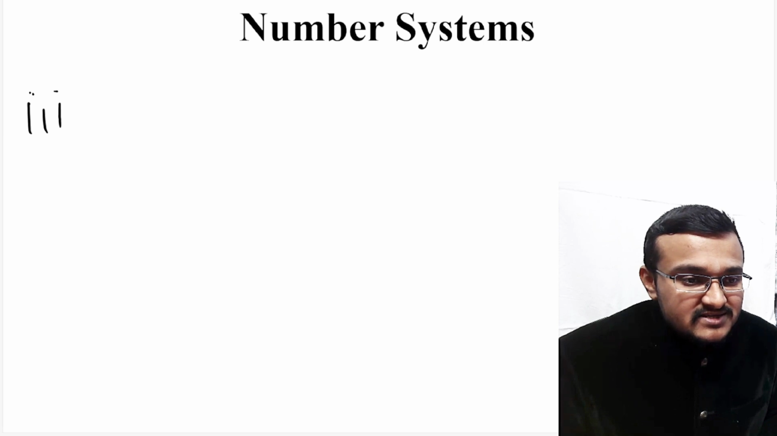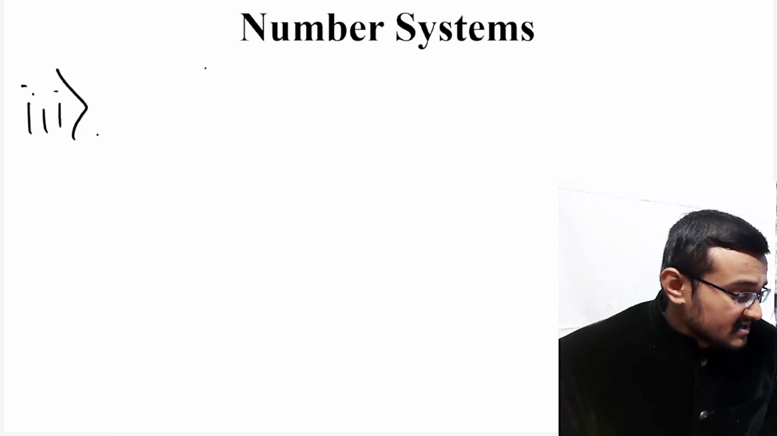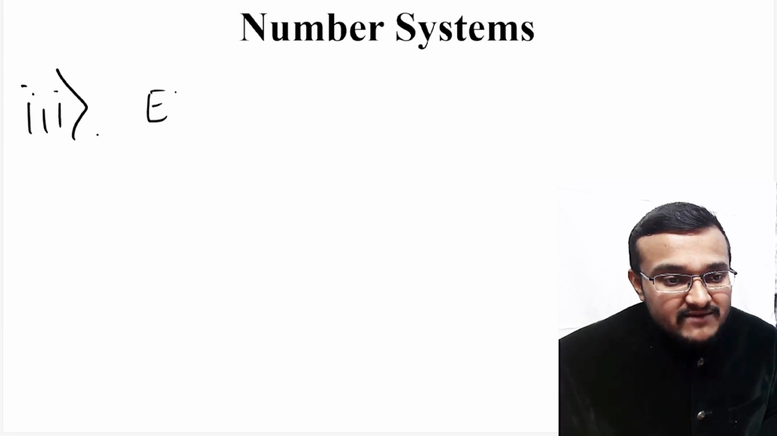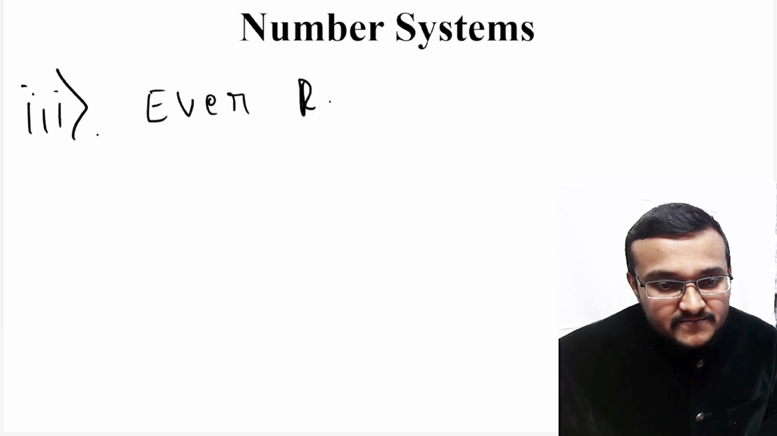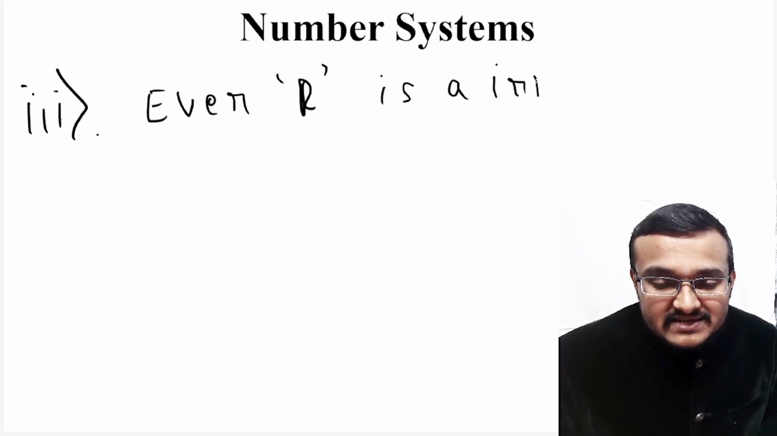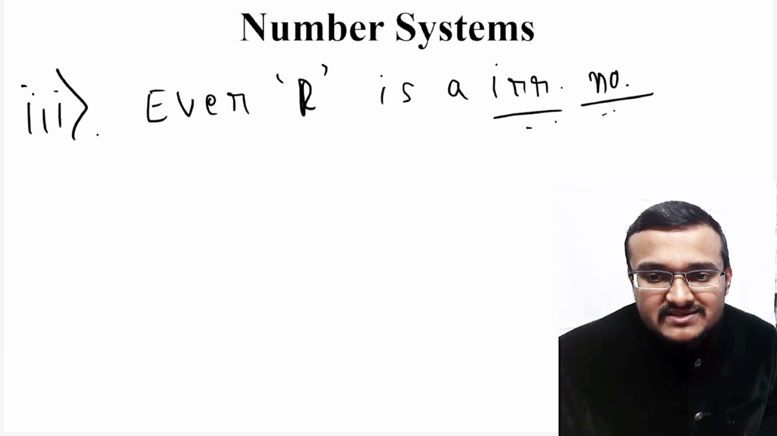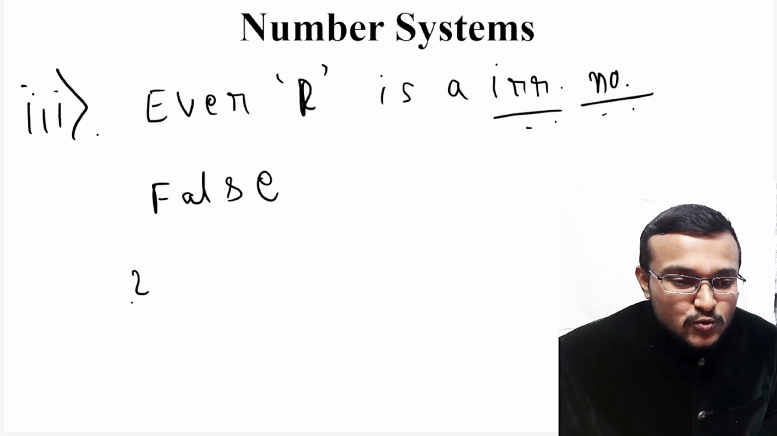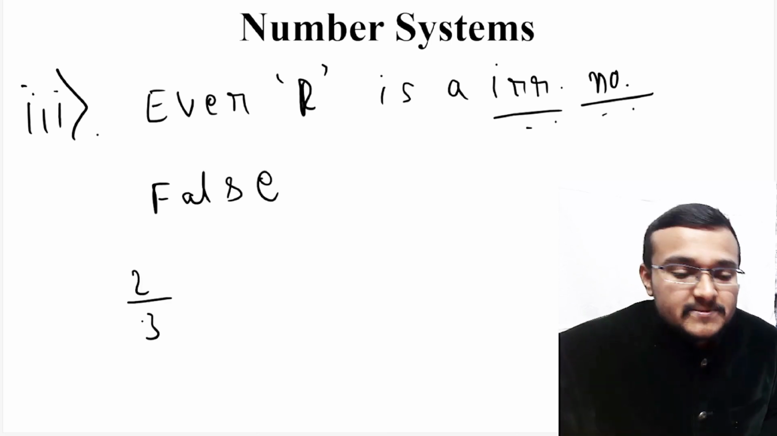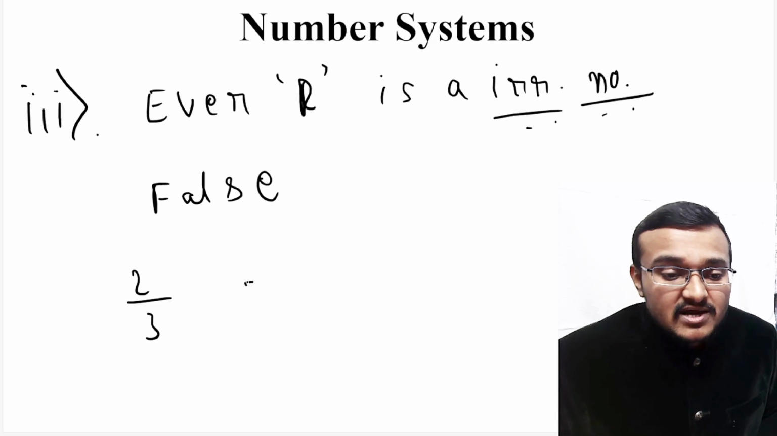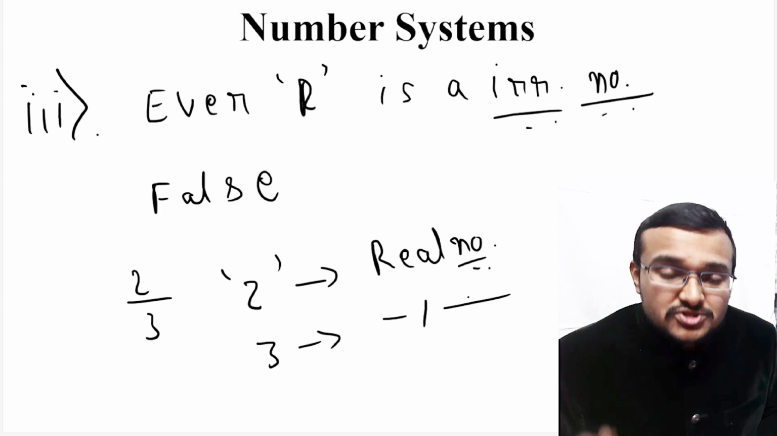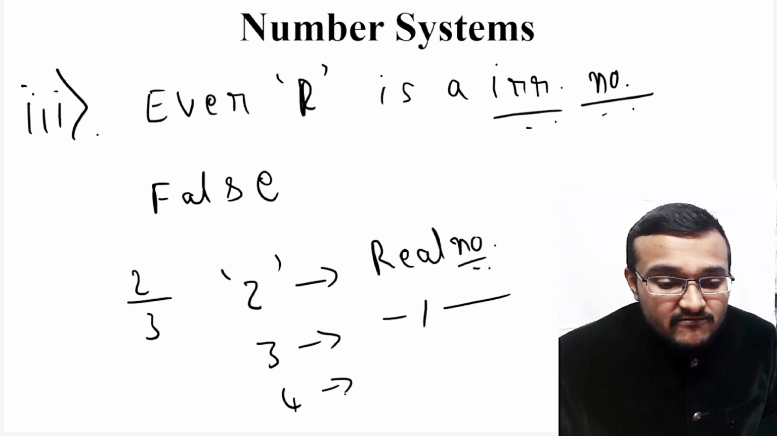Now coming to the third statement in this exercise, in this first question, they have asked: every real number is an irrational number. So every real number, I'll just write capital R, is an irrational number. Here this is also false, because for example, even 2 by 3 is a real number which is not an irrational number, and also 2 is a real number, 3 is a real number, 4 is also a real number.